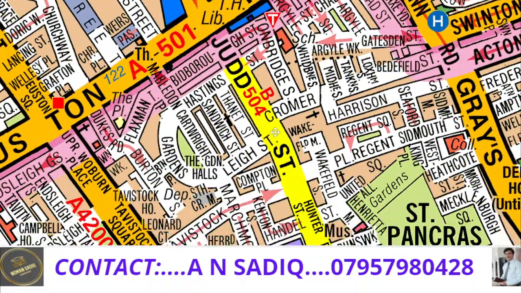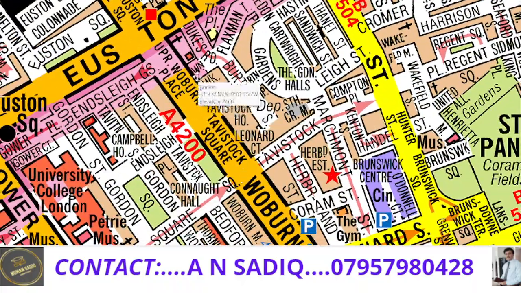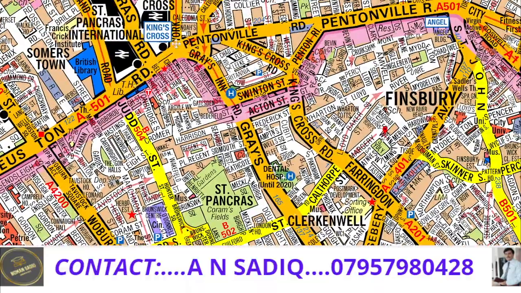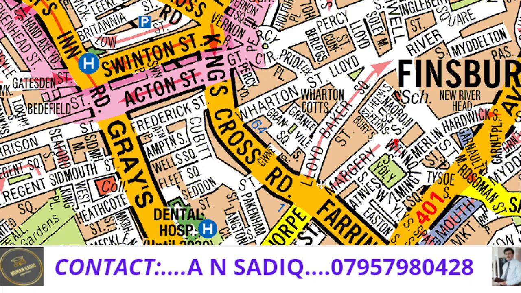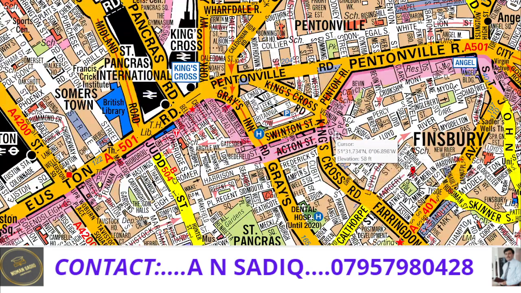So, if you are coming from this direction, from here you could come like this, here, and here again it is one way. You would not be able to go through. Then you will be able to go here, and then ultimately you will be able to reach here. But this will be the longer way.